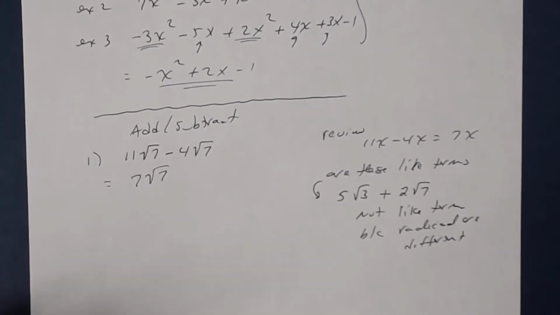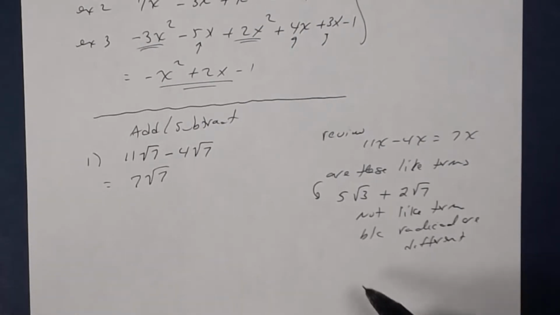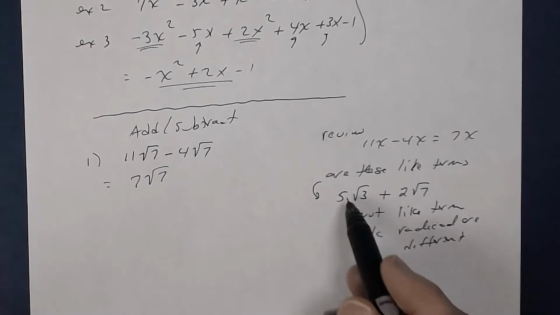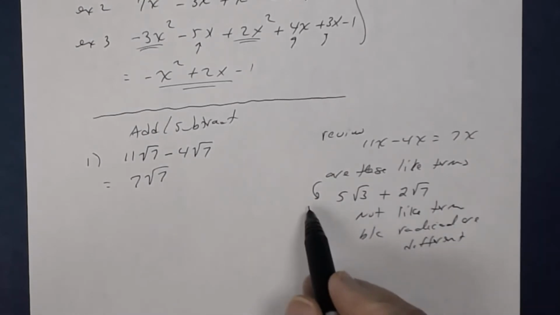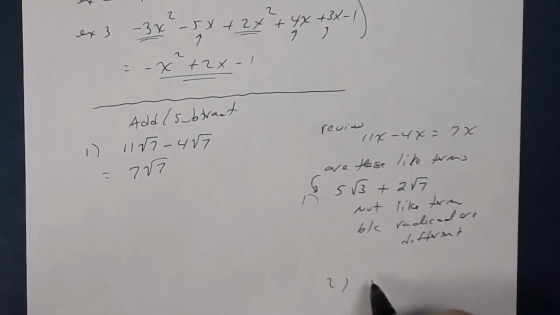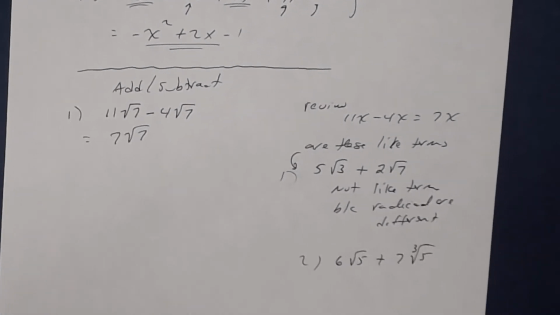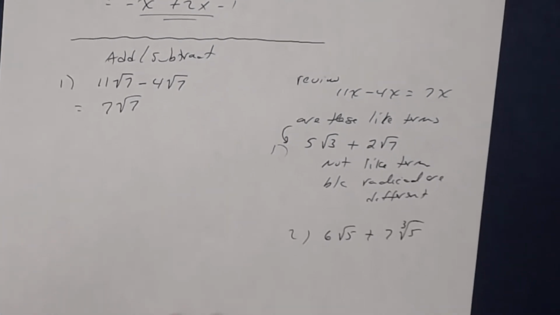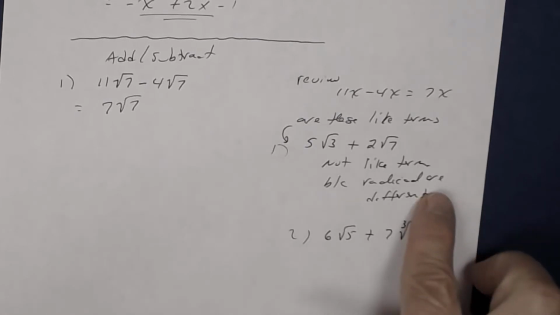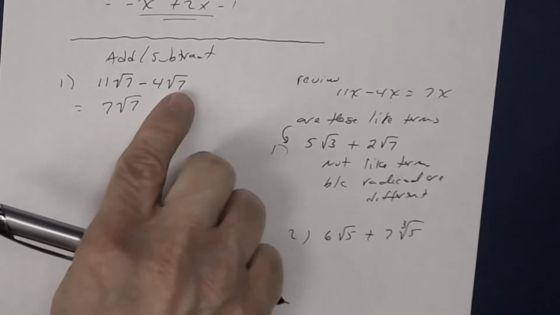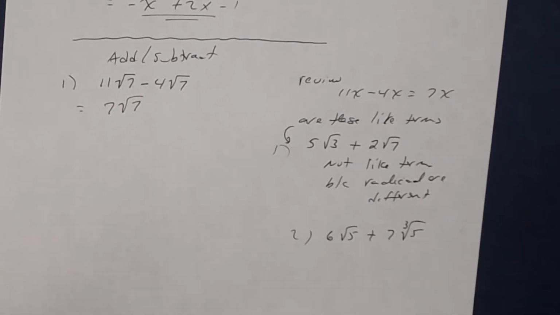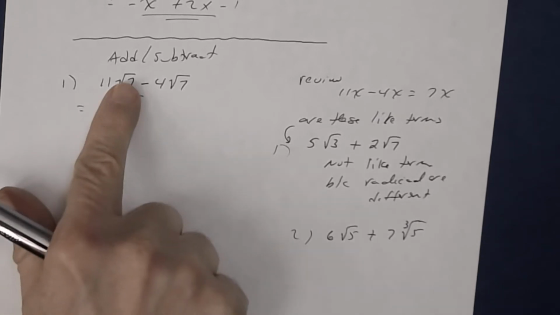Yes. Now, remember we are dealing with square roots, right? So I have to say something a little bit further with this, just in case you get into this situation. So, are these like terms? No. What about these? 6 square root of 5 plus 7 cube root of 5. Are those like terms? No. Those are not like terms. And you might say, well, you just said that if the radicands are the same, they're like terms.